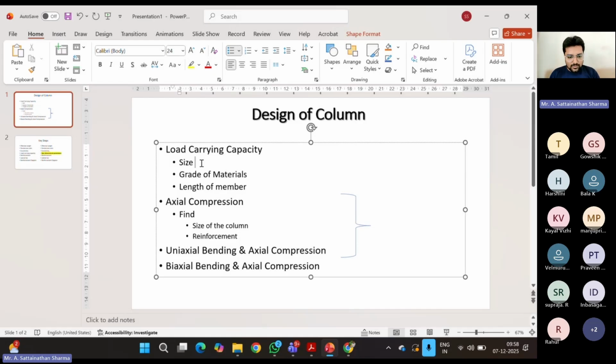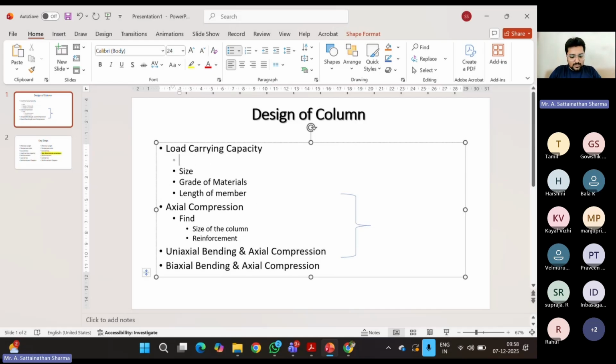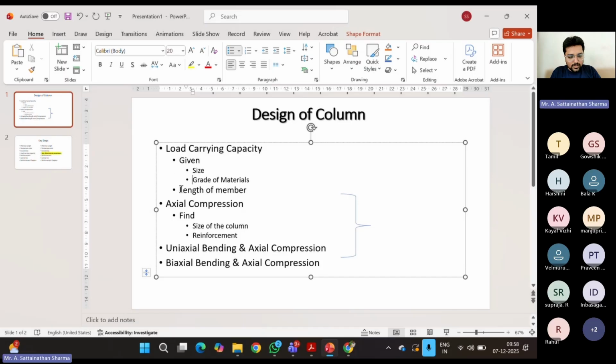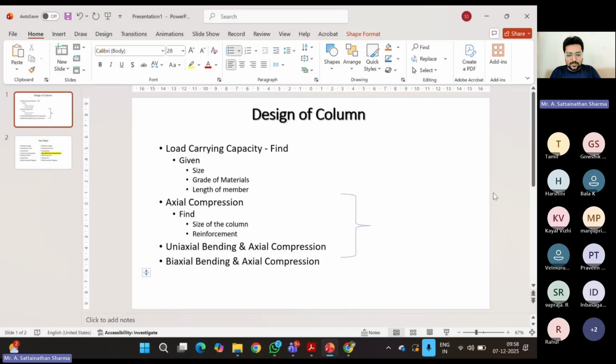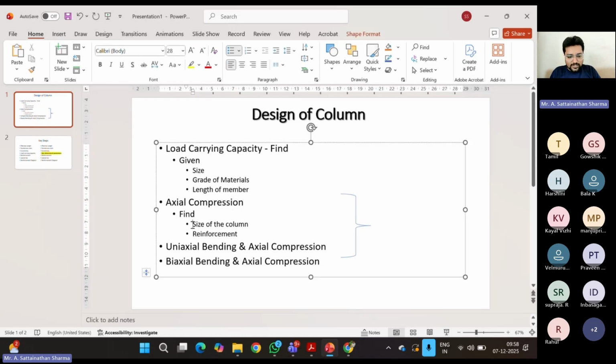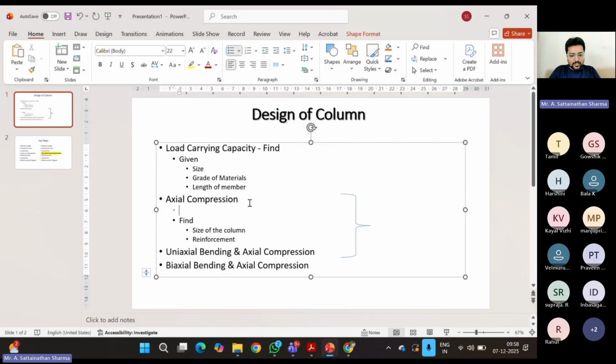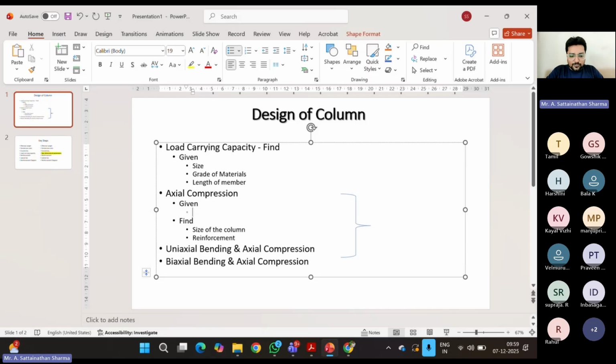Here, these are the given data. Given these, you are to calculate the load carrying capacity. Here, you have to find the size of the column and reinforcement. Then tell me what will be the given data. What are the given data going to be? So given data will be again grade of materials, that is common.